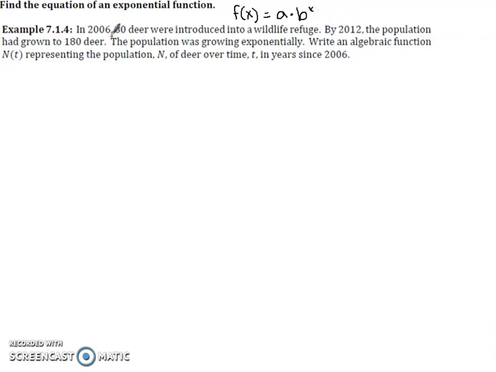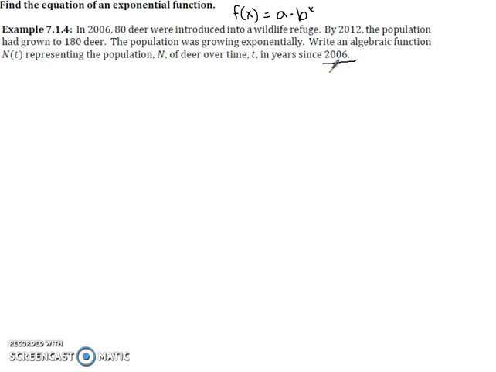In 2006, 80 deer were introduced into a wildlife refuge. By 2012, the population had grown to 180 deer. The population was growing exponentially. So this is where we know that we're going to be using the f of x equation that I wrote above. Write an algebraic function representing the population n of deer over time in years since 2006.